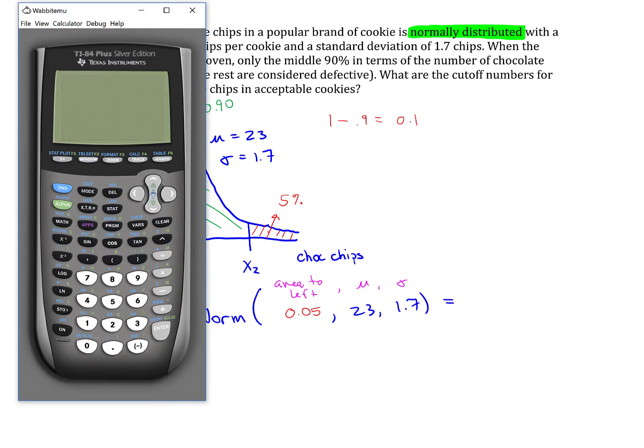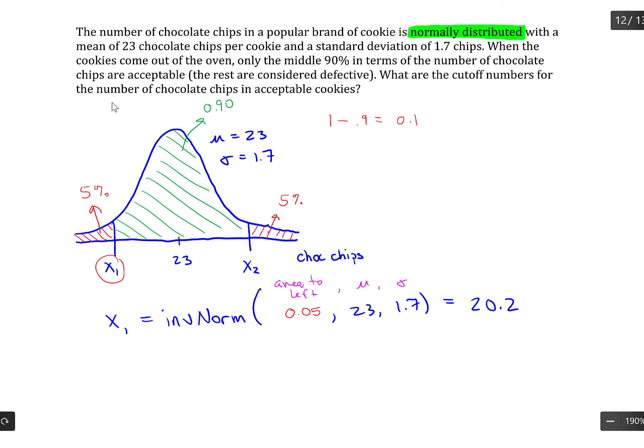So for this lower bound of acceptance, if I hit second and vars, that will take me into the calculator and ring up the distributions menu. I'm looking for inverse norm, which takes 3 inputs, and I've already decided what those inputs are, so I'm just going to type them in to get a result. So 20.2 is what I will use here. Of course you can't have 0.2 of a chocolate chip, but I'm just using the accuracy of the mean and standard deviation, since the standard deviation is to 1 decimal. But of course follow any rounding rules that you've been given in the problem.